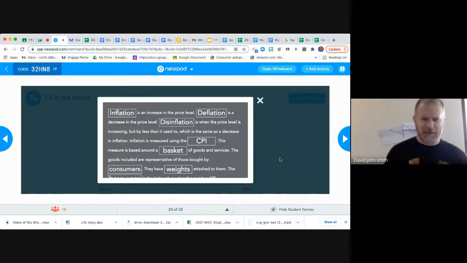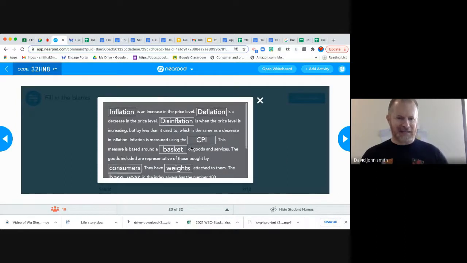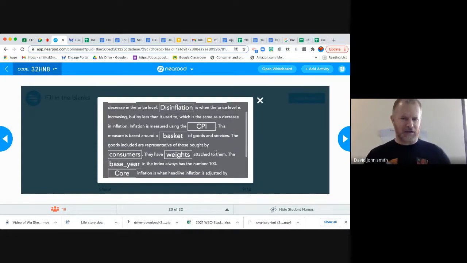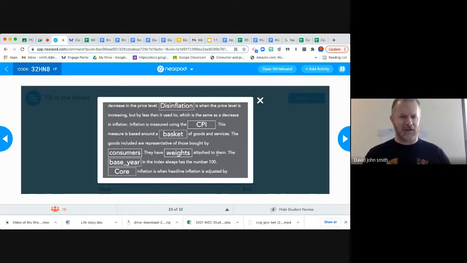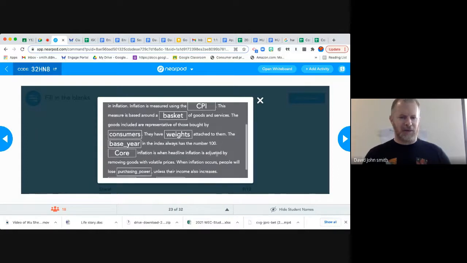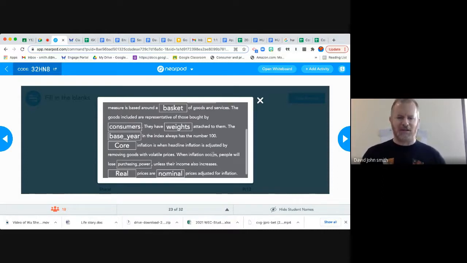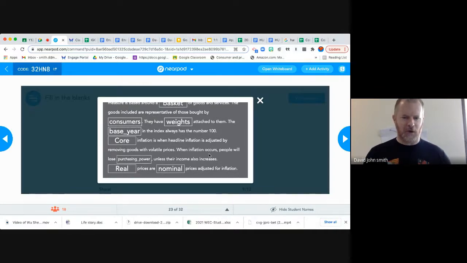Inflation is an increase in the price level. Deflation was a decrease in the price level. Disinflation was when the price level was increasing, but by less than it used to, which is the same as a decrease in inflation. Inflation is measured using the CPI, measured around a basket of goods and services. The goods included are a representation of those that are bought by consumers. They have weights attached to them. The base year in the index has always been the number 100. You've got core inflation, where the headline inflation is adjusted by removing goods with volatile prices. People will have less purchasing power unless their income increases, and real prices are nominal prices that have been adjusted for inflation. Good work, team.